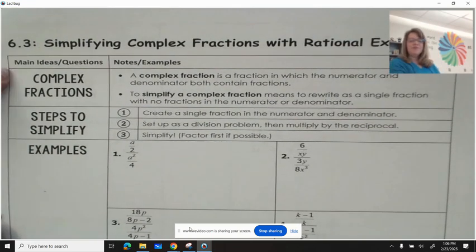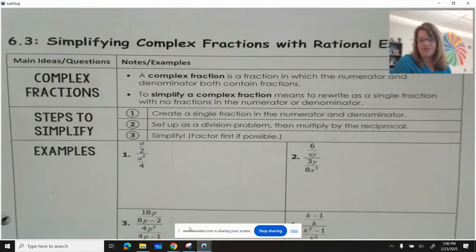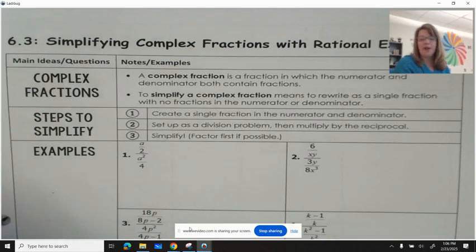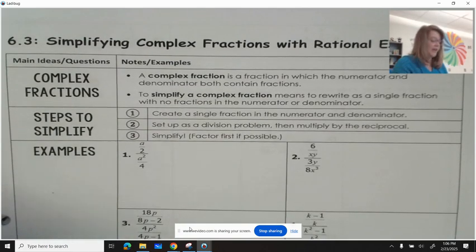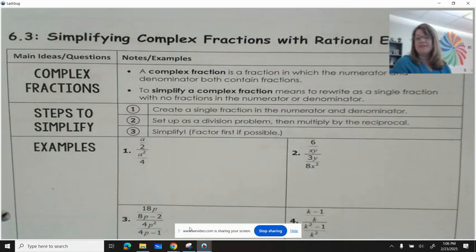All right, so this is lesson 6.3, simplifying complex fractions with rational expressions. So we've been doing lots of things with rational expressions. Remember, an expression is something that does not have an equal sign in it. So we're just going to simplify it, okay? And we have done just simplifying a rational expression, which is one polynomial divided by another polynomial.